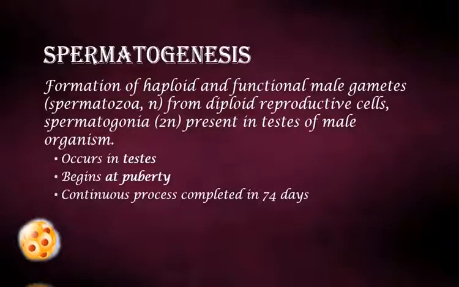Now, what is spermatogenesis? Spermatogenesis is formation of sperms. It is the formation of haploid and functional male gametes, that is spermatozoa, from diploid reproductive cells, that is spermatogonia, present in the testis of the male organism. It occurs in the testis, begins at puberty and is a continuous process completed in 74 days.